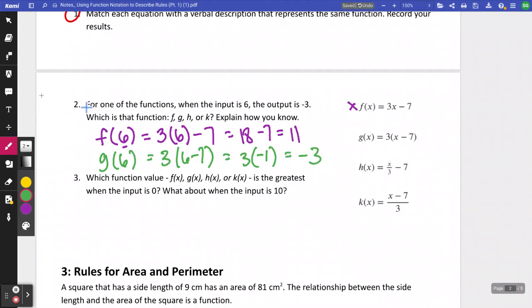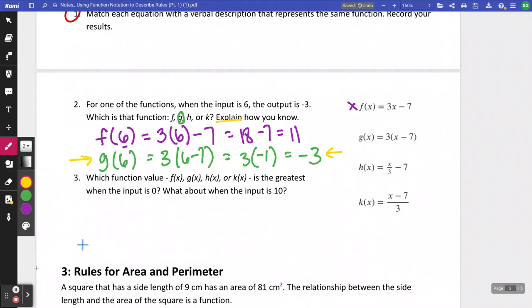So for number 2, which function is it? It is function g. For that explain piece, explain how you know, I would just say for function g, I made my input 6, and when I did that, we get 3 times 6 minus 7, which equals 3 times -1, which equals -3. For that explain piece, I would just say exactly this. This right here is the proof that the output is -3.